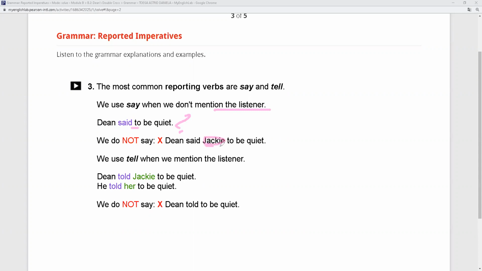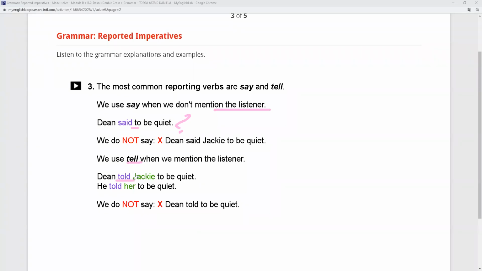But if we're going to have a listener, this is incorrect, okay? If we're going to have a listener, we're going to use the second reporting verb. It is tell. We're going to use the past, okay? We use tell when we mention the listener. So that's the reason why you're going to hear a lot: she told me, she told us, she told her, right? There is a listener. And you're never gonna hear, she said me. This is incorrect because said is when I don't have a listener or I don't mention the listener, right? And told is when I have the listener.